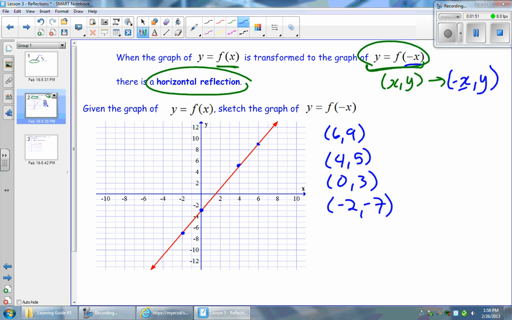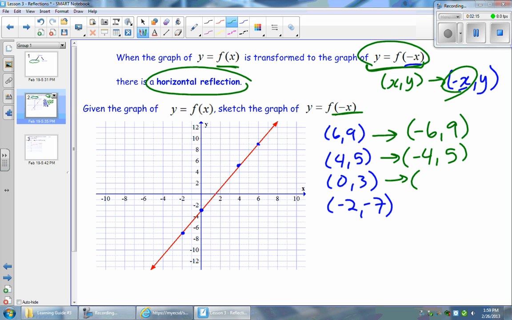Okay, so we're going to take each of these points and we're going to perform a horizontal reflection. And remember, what happens to the points? Well, the only thing that changes are the x coordinates. They all become negative. So my new points are as follows. The 6, 9 becomes -6, 9. 4, 5 becomes -4, 5. And it keeps going. 0, negative of 0 is just 0, -3. So notice these points didn't actually change, did they? Proceeding on, the negative of -2 is +2. So 2, -7 is my last point.